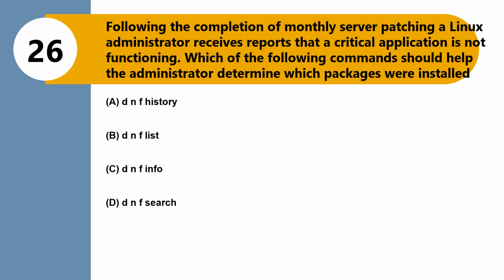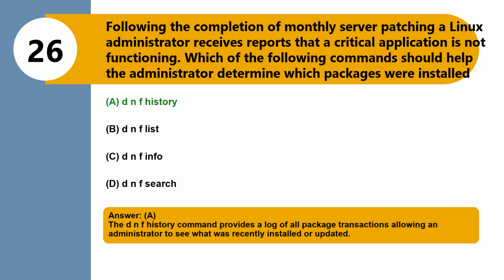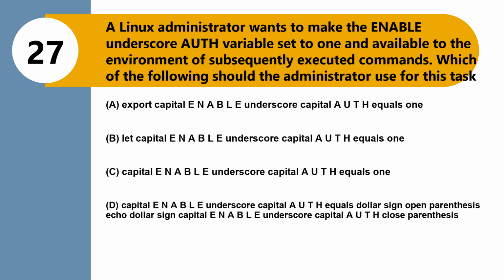Question 26. Following the completion of monthly server patching, a Linux administrator receives reports that a critical application is not functioning. Which of the following commands should help the administrator determine which packages were installed? Option A, DNF history. Option B, DNF list. Option C, DNF info. Option D, DNF search. The correct answer is option A, DNF history. The DNF history command provides a log of all package transactions, allowing an administrator to see what was recently installed or updated.